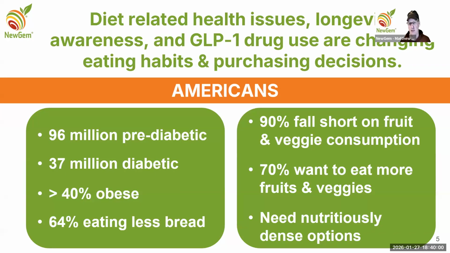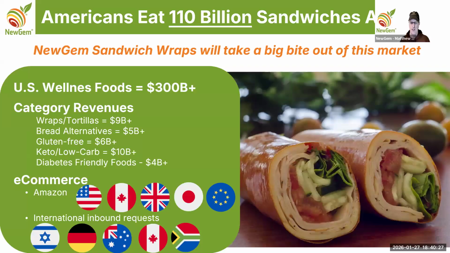I mentioned this already. A big reason for this is there's a lot of diet problems being dealt with, and people are realizing that what they eat impacts their health and their longevity, and those things have become really important elements to consumers. So you have 37 million Americans who are diabetic, 96 million that are pre-diabetic, and greater than 40% are obese. This is actually similar for Europe too, so it's a global problem.